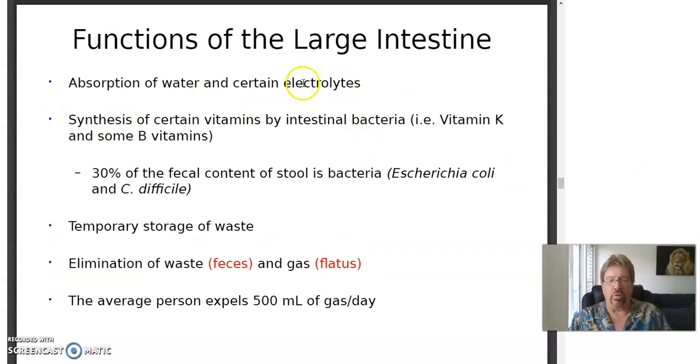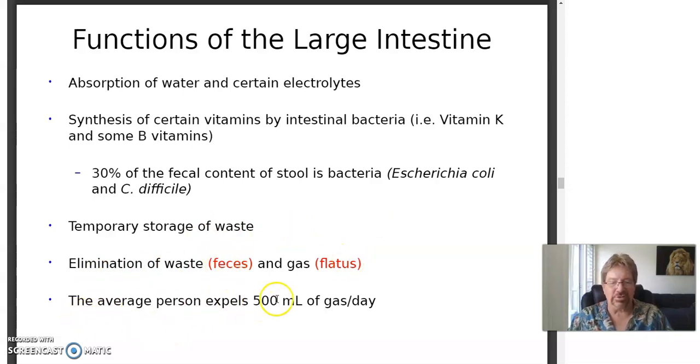Functions: absorption of water and certain electrolytes. Synthesis of certain vitamins by intestinal bacteria, for example, vitamin K, which plays a crucial role in blood clotting, is synthesized by bacterial action in the colon. 30% of the fecal content of the stool, the poo-poo, is bacteria. Temporary storage of waste, elimination of feces, waste, and gas flatus.